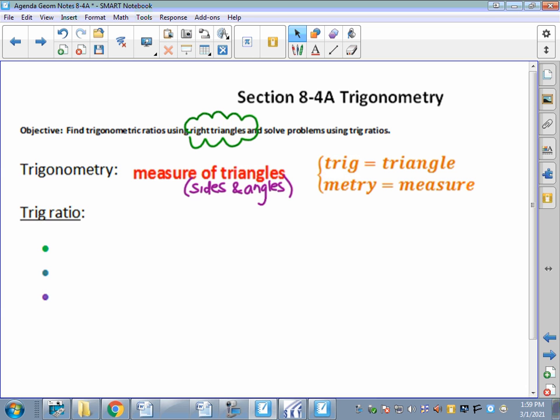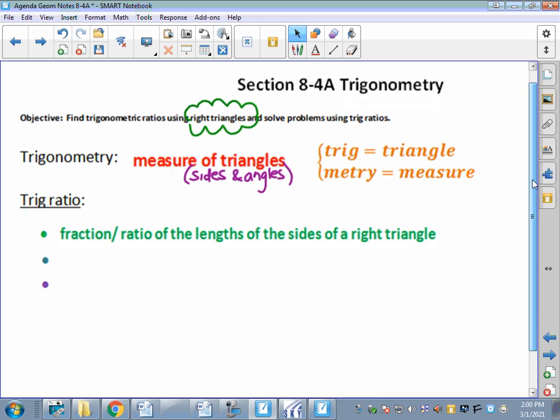So let's start off with a trig ratio. We spent a lot of time in chapter 7 making ratios and proportions. We're not going to make proportions, but we do have ratios. Remember, a ratio looks like a fraction. So we use the lengths of the sides of a right triangle, and we make a fraction or a ratio. Now there's a very specific way that we set up our ratios of the lengths of the sides of our right triangles.